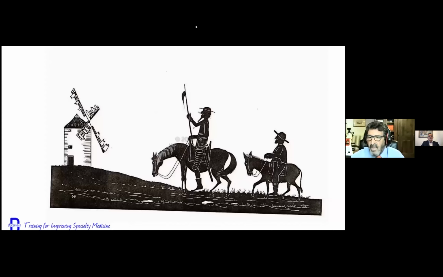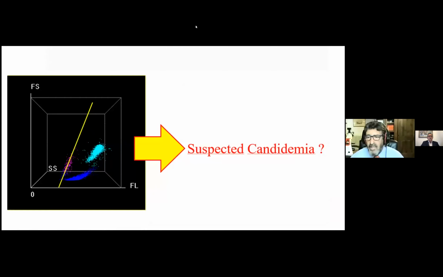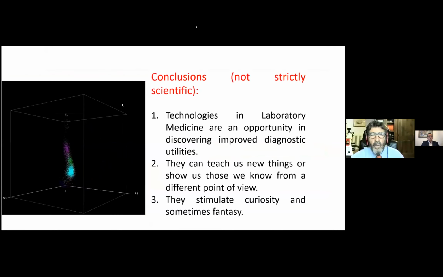So more realistically, I would like to suggest that Mindray develop an algorithm based on positional data from the NRBC cytograms to produce a specific flag, such as, for example, suspected candidemia. In my view, it could be beneficial for critical patients whose non-cytographic diagnosis might lead to even fatal diagnostic delays. And these are my conclusions that are not strictly scientific.